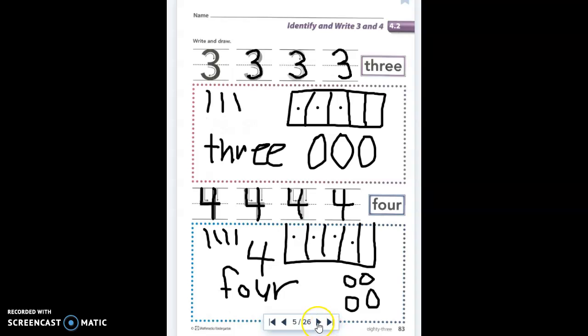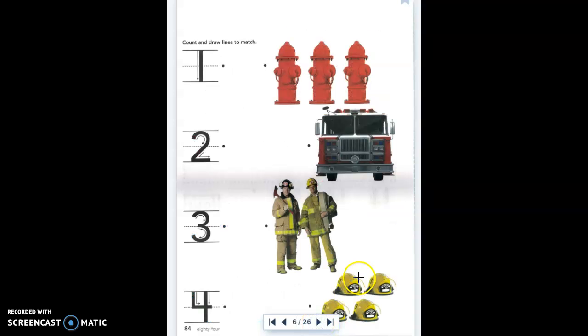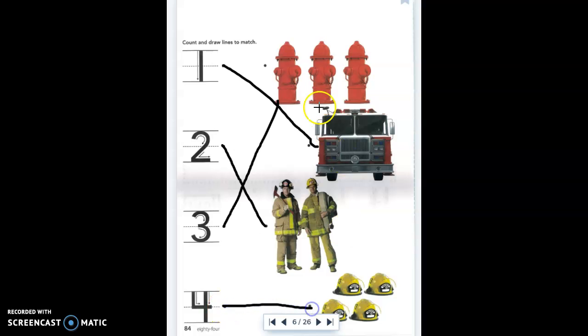Let's turn over to the back of our page and practice 3 and 4 a little bit more, okay? So here they want us to practice writing the numbers again. So we're going to just copy over the top of each of these numbers so we have an opportunity to practice our numbers again. And then we're going to connect the numbers to the objects, okay? 1, 2, 3, 4, easy. So 1, I know that there is 1 fire truck. I'm going to connect that to that. 2, I'm going to connect 2 to the firefighters. 3 up here to the fire hydrants. And 4 to the helmets directly across.